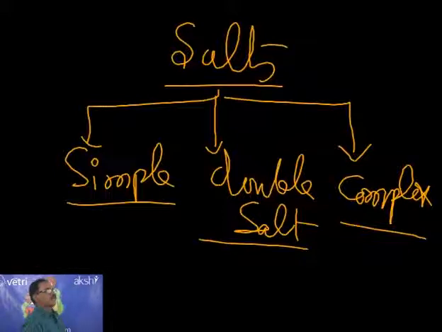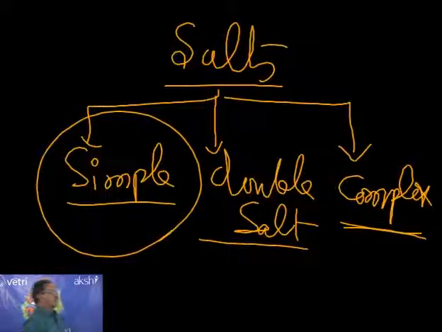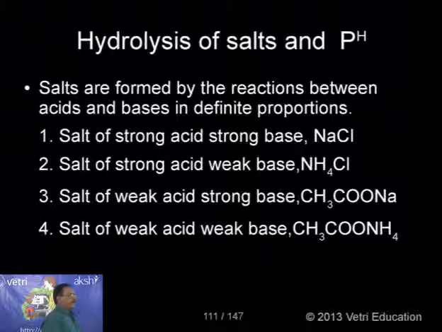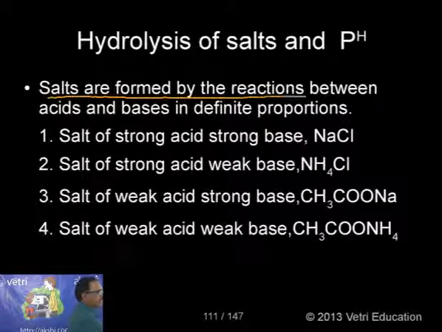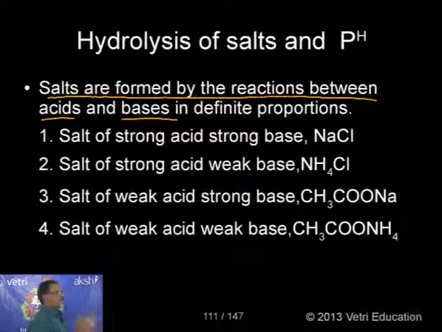A double salt is nothing but a mixed salt, for example. A complex salt is, for example, potassium ferricyanide or potassium ferrocyanide. Here I am going to concentrate only on simple salts. What are these simple salts? Salts are formed by the reactions between acids and bases in definite proportions.